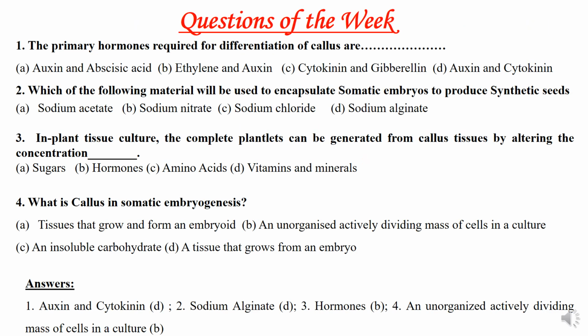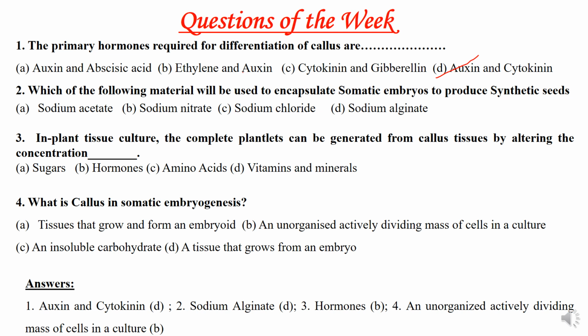So let us see some of the questions regarding somatic embryogenesis. First one: the primary hormones required for differentiation of callus. First option, auxin and abscisic acid, no. Second one, ethylene and auxin, no. Third one, cytokinin and gibberellin, no, because we need cytokinin here, that is okay, but gibberellin is not. Then the fourth one is auxin and cytokinin. Yes, these two are the main hormones we will use in the somatic embryogenesis process.